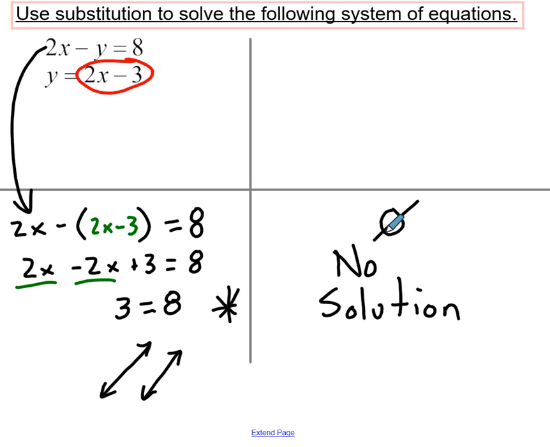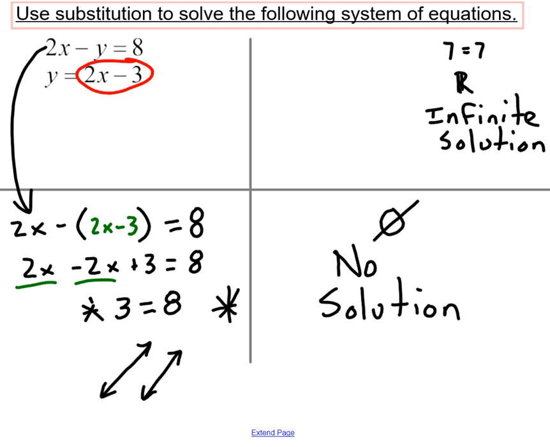If you get a number equal to itself, such as 7 equals 7, that is actually infinitely many solutions. So that is not the case here, but you would say infinite solutions. That basically means you have a line right on top of another line. But in this case, we have a number equal to a different number, and that is not okay, so we say our answer is no solutions.